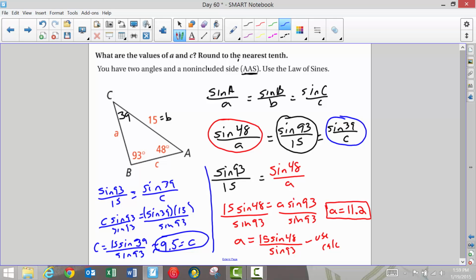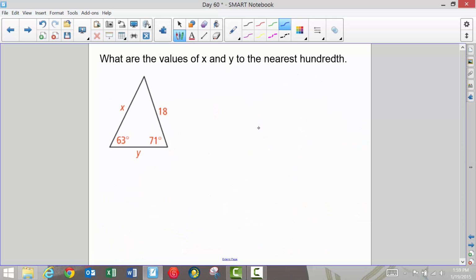So we'll do another example. I want the value of x and y to the nearest hundredth, two decimals. Okay, so again, I'm just going to randomly label A, B, and C. I know I can find angle B right away by subtracting 63 and 71 from 180, and I get 46. So now I'm going to do my ratios for sine A, sine B, sine C.